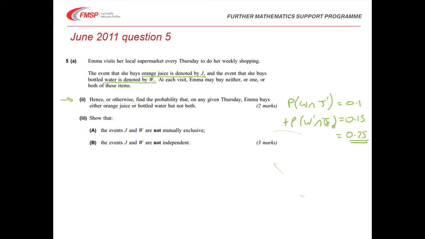So how are the marks allocated here? Well, you're going to get a method mark for understanding that you're adding those two situations together, and an accuracy mark for getting the correct answer.